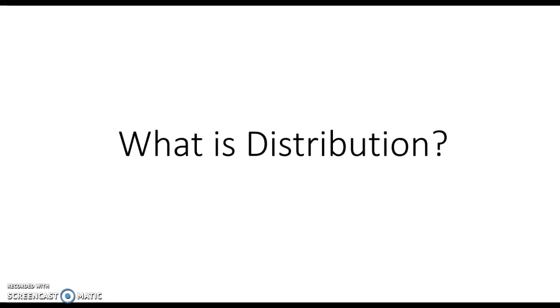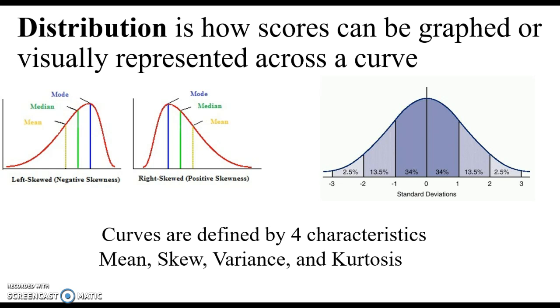So in this video, we're going to talk a little bit about distribution. So what is distribution? It is how scores can be graphed or visually represented across a curve. Things aren't always completely symmetrical like this. Sometimes they are distributed unevenly, like they are over here in these pictures.